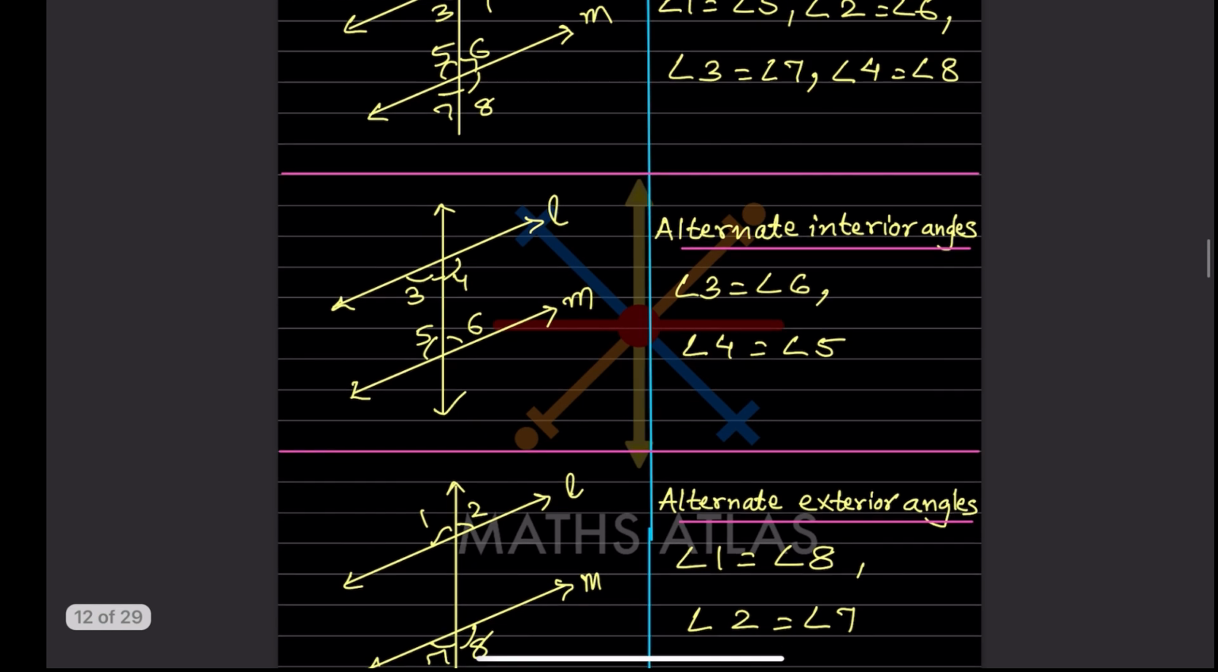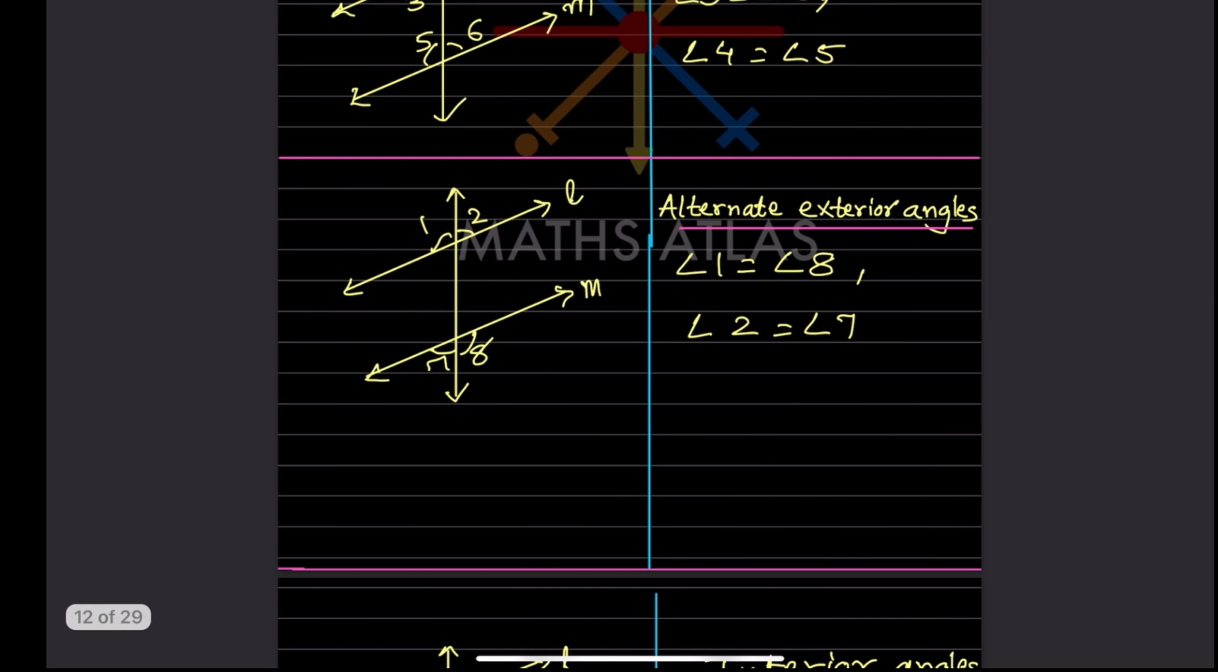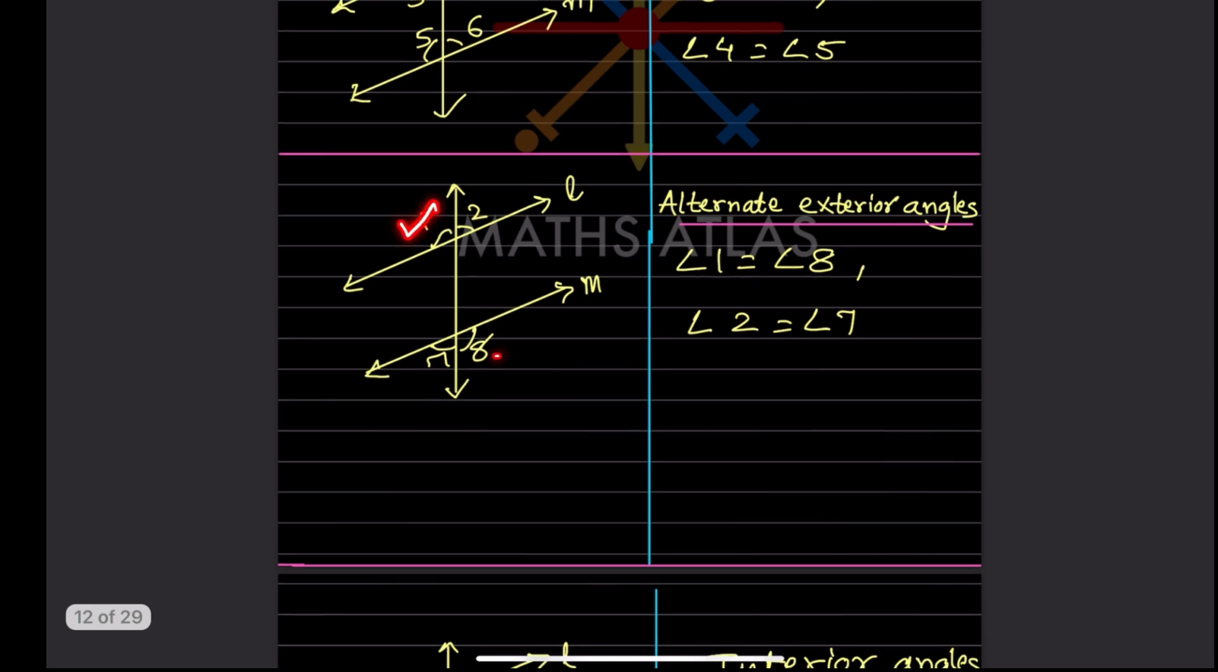Then the alternate interior angles. It should be interior, but it should be alternate. So how will it be? This is the transversal. If one of the angles is here, the second should be on the other side. Can you see here, we can put an x over here. So angle 3 is equal to angle 6, and angle 4 is equal to angle 5. So they are the alternate interior angles. And alternate exterior angles means here angle 1 is equal to, we have to see on the other side, angle 8, and angle 2 is equal to angle 7. So these are the alternate exterior angles.